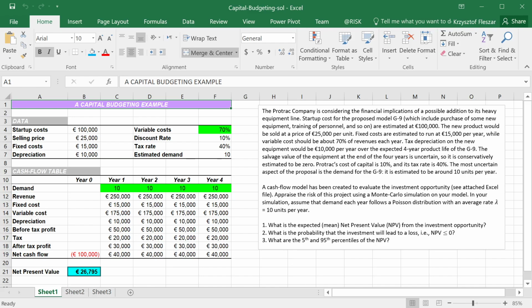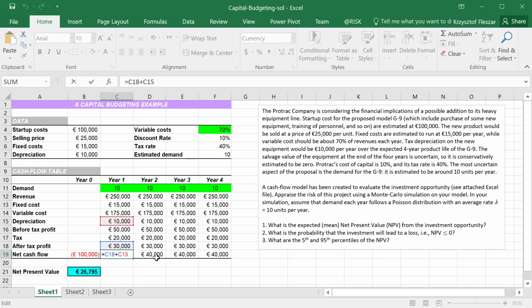In the simulation, we're supposed to assume that the demand each year follows a Poisson distribution with an average rate of lambda 10 units per year, right? So we have several questions here. Before we consider questions, look at the spreadsheets that we see here. We have the cash flow with some input data here that are listed, right? Startup cost, selling price, fixed cost, and depreciation, the variable cost as a percentage, the discount rate, tax rate, and estimated demand 10. And now here, the data is actually calculated year by year, revenue, fixed cost, and so on.